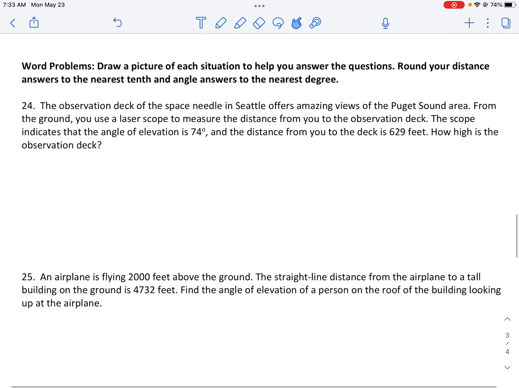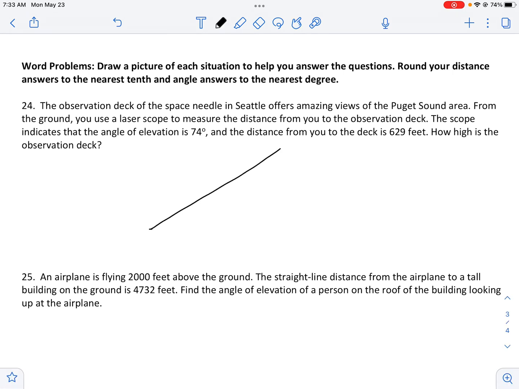All right, word problems. I read through it. Angle of elevation is 74 degrees. It says it's 629 feet to the top. They want to know how tall it is.